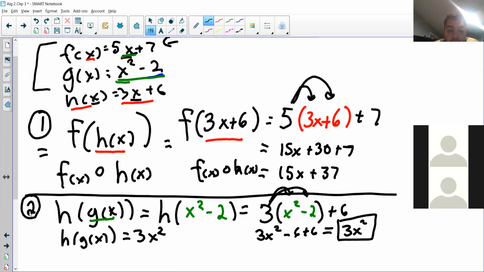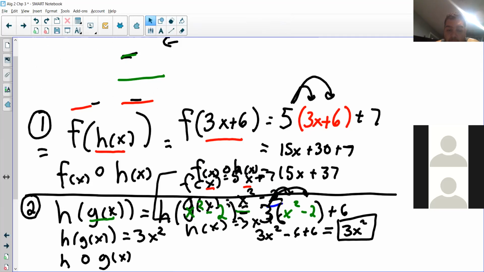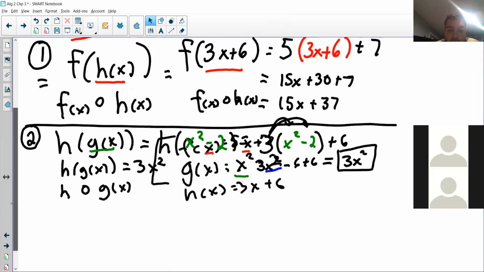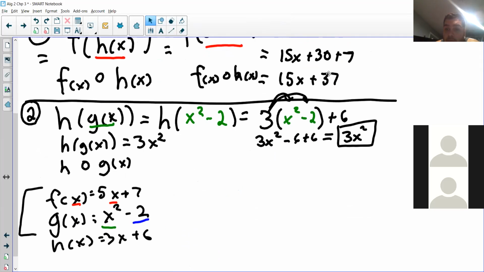Remember, h of g of x could also be written as h with an open bullet point of g of x. Those are the same exact thing. I'll move this down. It's just how it exists. Because it's math, I'm allowed to combine it into one problem.